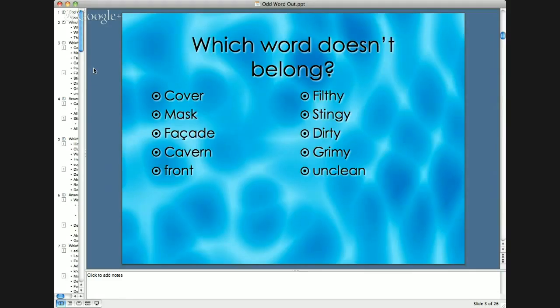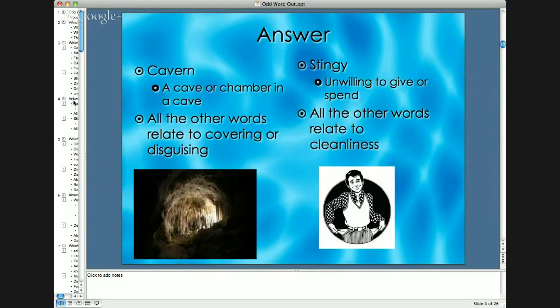The answer here is cavern. Why is it cavern? A cavern is a cave or chamber in a cave. All the other words relate to covering or disguising.